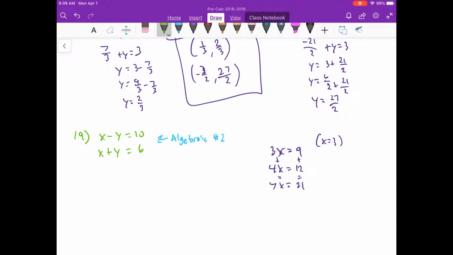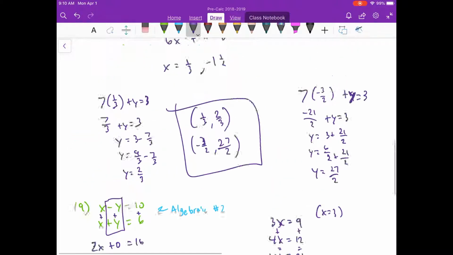If I add x minus y and x plus y together, I get x plus x, negative y plus y, and 10 plus 6, which gives me 2x plus 0 equals 16. Now here's the advantage of elimination. The reason I call it elimination is that I can eliminate a variable. By adding these together, I added a negative y to a positive y, which eliminated that variable.